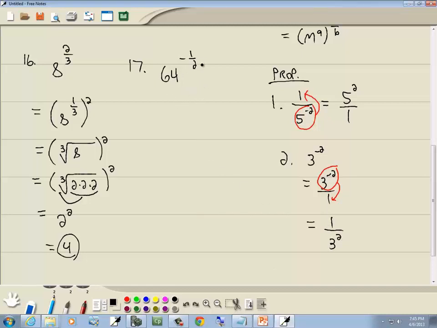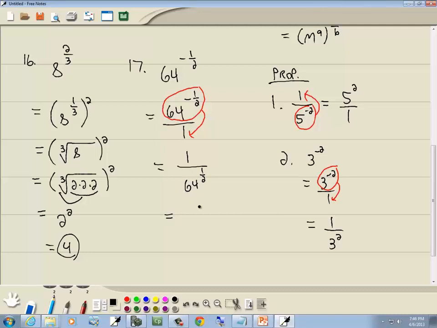We got a negative exponent, and we want to move it opposite where it's at in a fraction. Well, it's not in fraction form, so we want to put it over 1. And now I want to move the part with the negative exponent, the 64 to the negative 1/2, opposite of where it's at in a fraction. So I'll take it downstairs. And it'll become 1 over 64 to the positive 1/2.